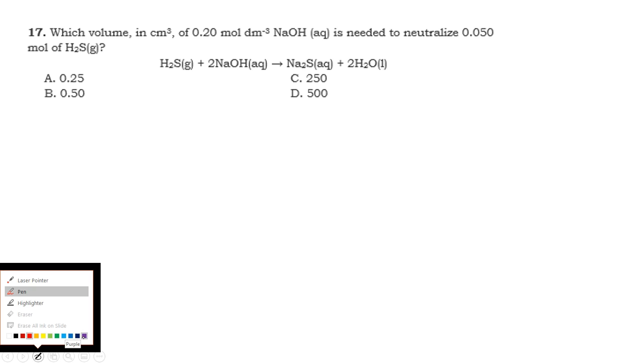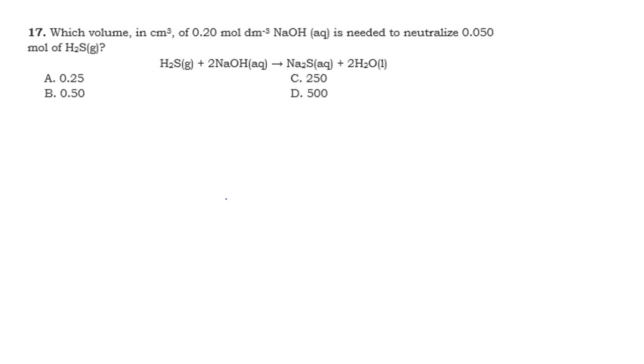Right, so this is question number 17 from the Stoichiometry review problem set. We are asked to figure out a volume of sodium hydroxide that will neutralize 0.050 moles of hydrosulfuric acid. What's nice about them giving us moles to start is that I don't have to convert anything to moles. We always have to start with moles. I already have moles. This is good.